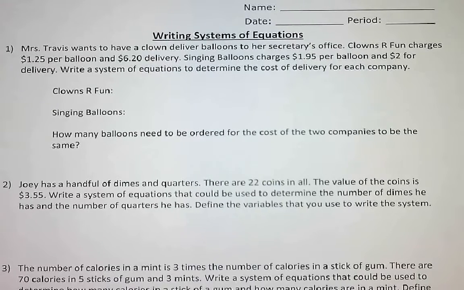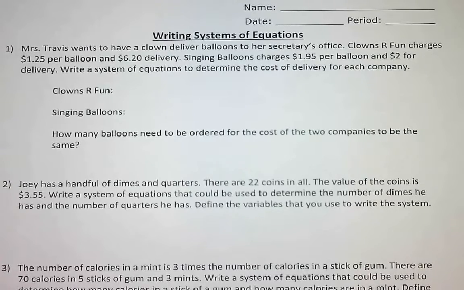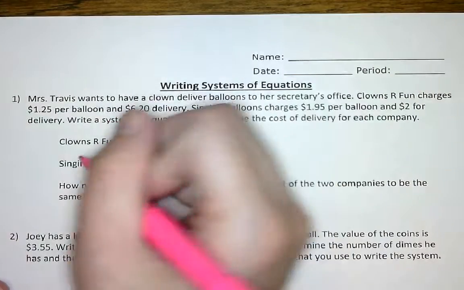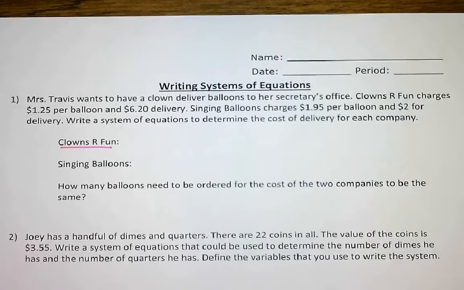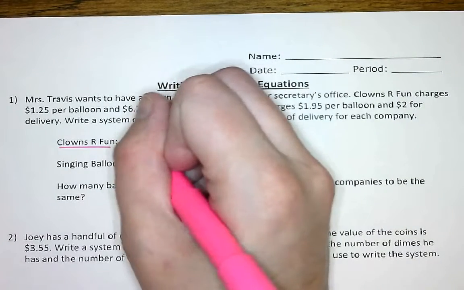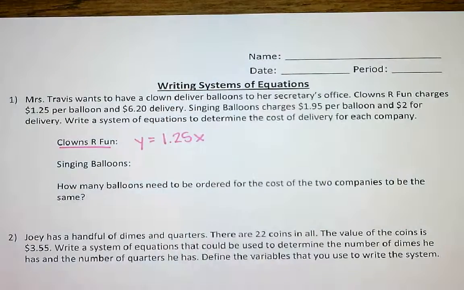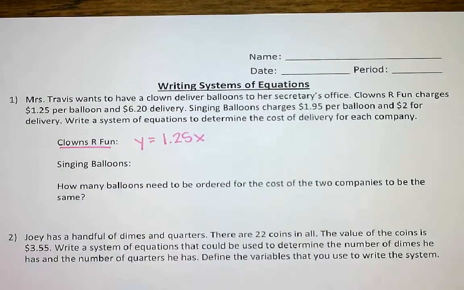What is the threshold, right, of when are they the same? When does it cost the same for each company? Clowns are fun and singing balloons. What is the equation for clowns are fun, if you think clowns are fun? All right, Eric, go for it. 1.25x plus 6.5. Okay, so y is equal to 1.25x, because that's the price per balloon, plus your $6.50 delivery fee. Yep. Do y'all feel good about that?